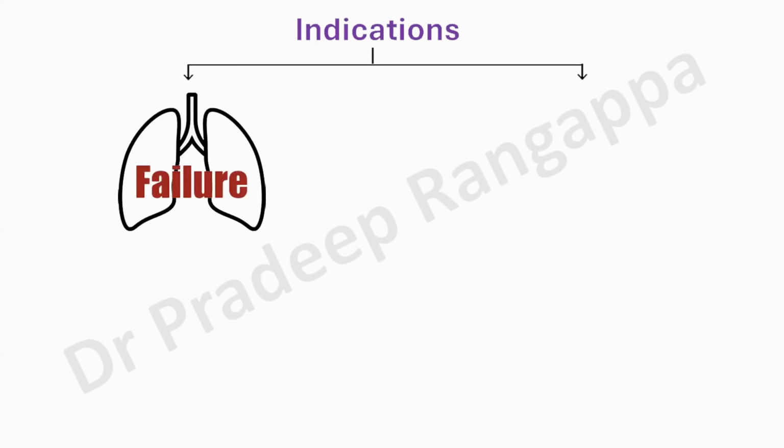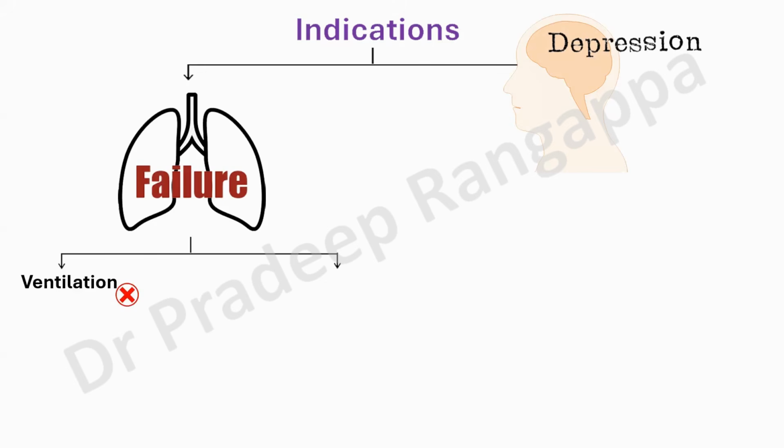When we talk about indications for a definitive airway, there are two broad entities we look at: whether there is respiratory failure, or whether there is severe central nervous system depression or obstruction, and the patient is unable to protect the airway. When we talk about respiratory failure, we look at whether there is failure of ventilation because of obstructive airway or neuromuscular weakness, or whether there is failure of oxygenation.